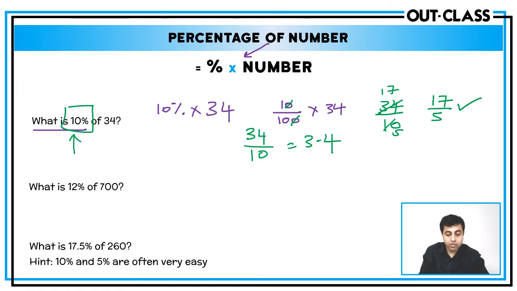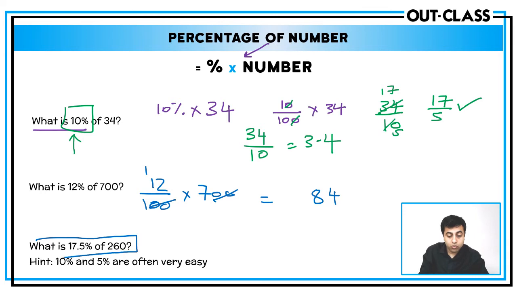Now let's do 12% of 700. This is harder to do in your head, so I recommend writing it. So 12% is 12 over 100 times 700. Well, nice enough, the zeros cancel out. I'm just left with 12 times 7. 7 2s are 14, 7 1s are 7, 84.